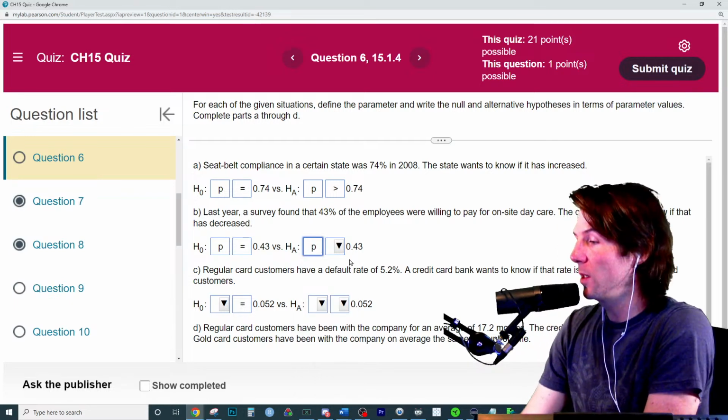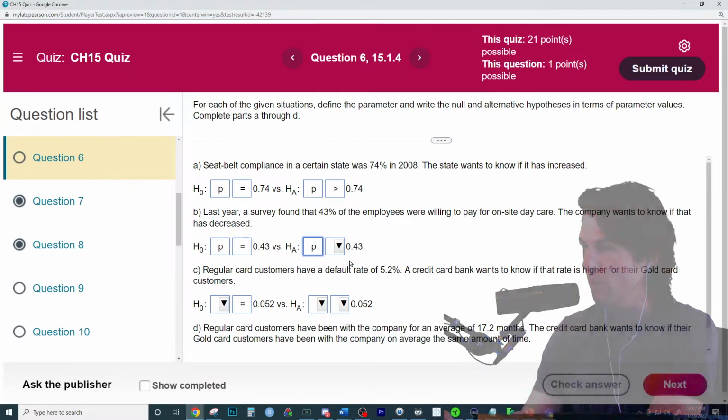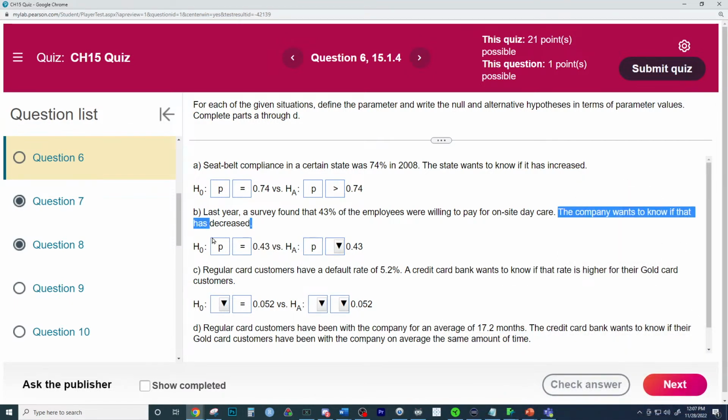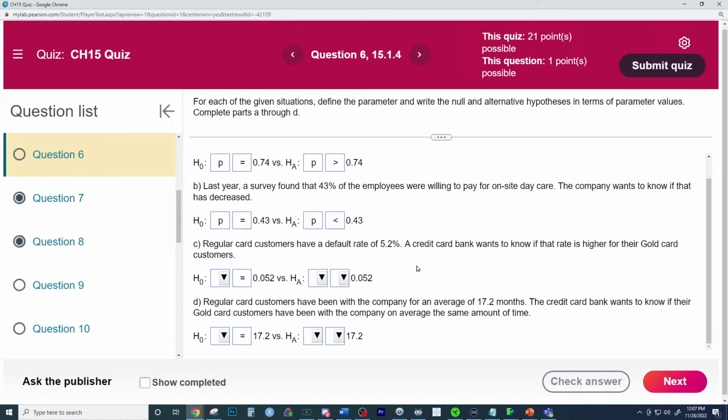And they want to know if it's decreased. So what's the sign, Meredith? So the company wants to know if it has decreased. So what's the sign? I would try writing these out without their prompts, and you really get it down. You get down choosing what the parameter is, knowing the null has the equals, and then the hypothesized value, which is what they are assuming is true.